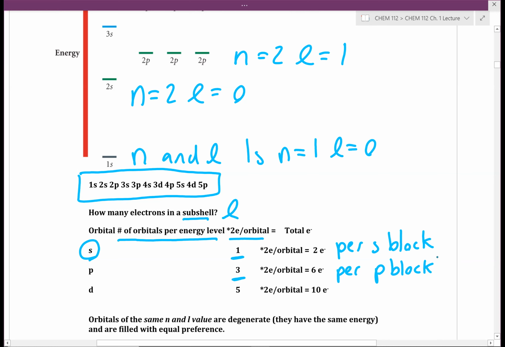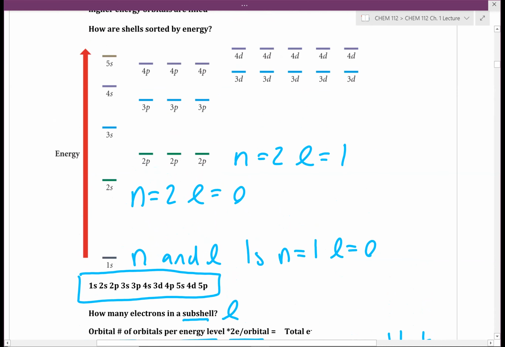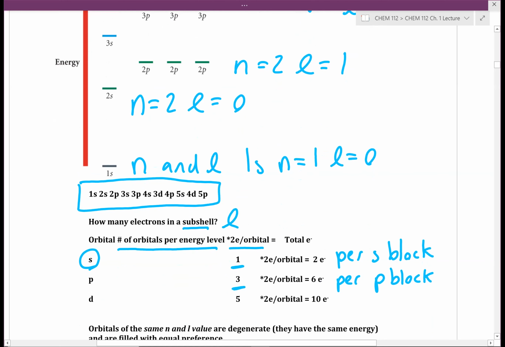Okay. Continuing on with this idea, let's now look at the d orbitals. So how many unique d orbitals do we have? Looking at the d block here, this corresponds to L is equal to 2. How many unique orbitals do we see? 5. Yep. Since we have 5 unique orbitals, 5 times 2 gives us 10 electrons per d block.